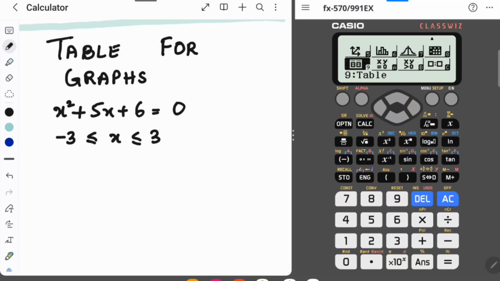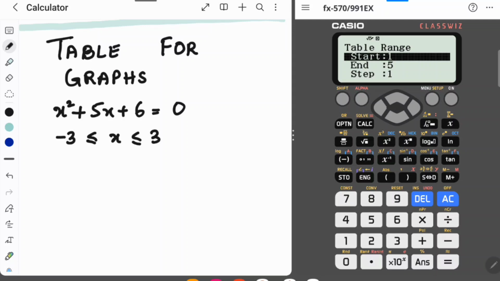You can see that it's before the equation, then press equals and then write down the equation, that is x square, plus 5x, that is plus 5 and then x and then plus 6. This is your equation. You're just making one table. They'll ask you the other option also, press equals and go to the table range.